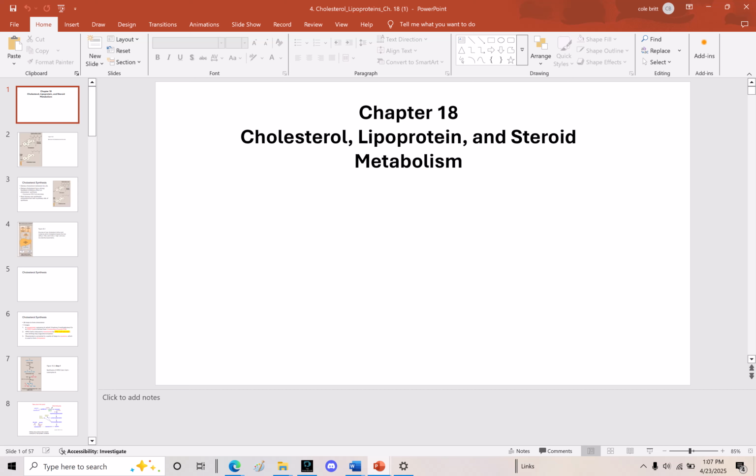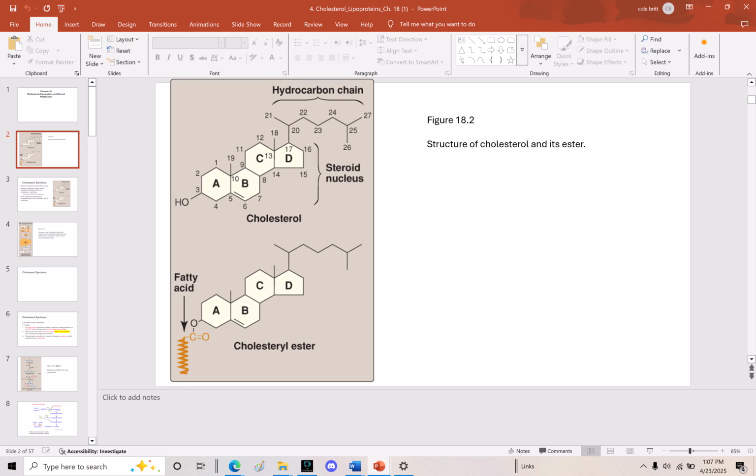And we're also going to talk about lipoproteins finally too. I just keep mentioning those, but we haven't seen them yet. So the structure of cholesterol, you guys should remember the general structural differences of all of these lipids.